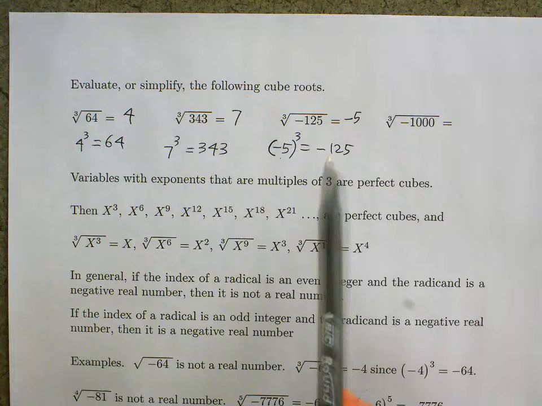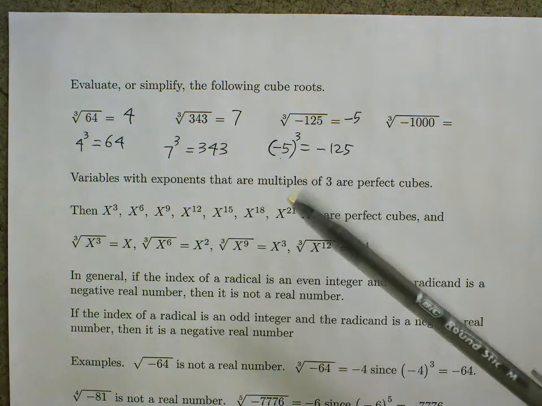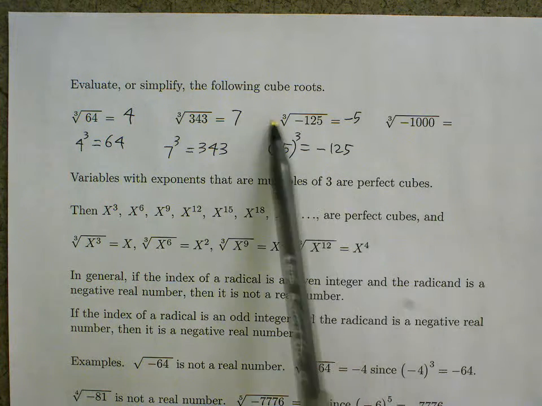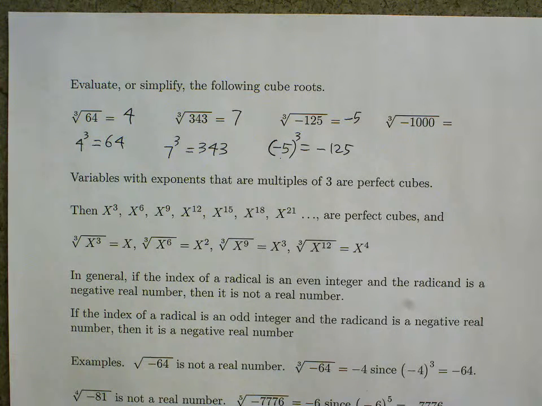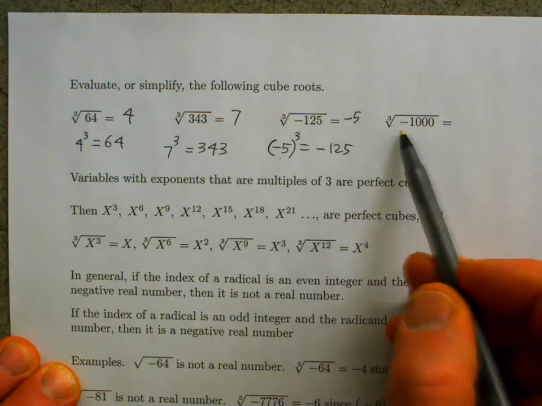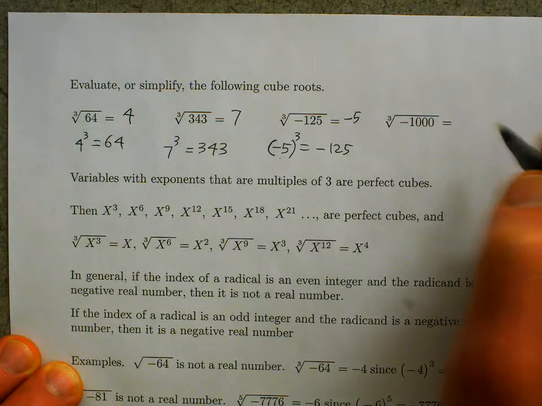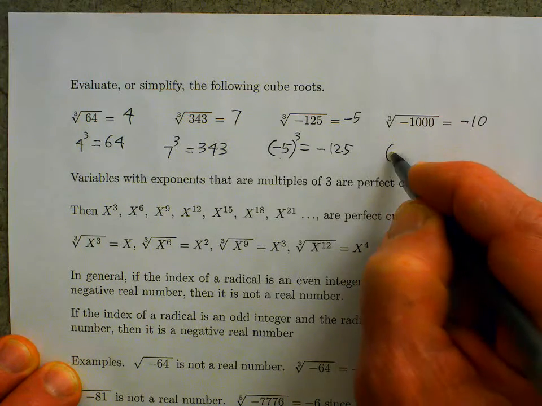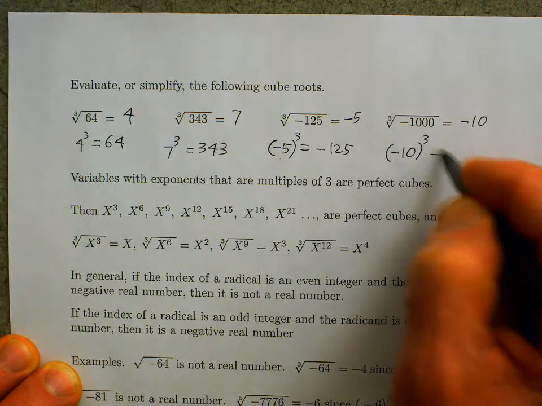Okay, so here's one difference between a square root and a cube root. Remember, the square root of a negative number is not a real number, but the cube root of a negative real number is also a negative real number. Then this one, the cube root of negative 1,000 is equal to negative 10, because if you cube the number, negative 10 times negative 10 times negative 10 is negative 1,000.